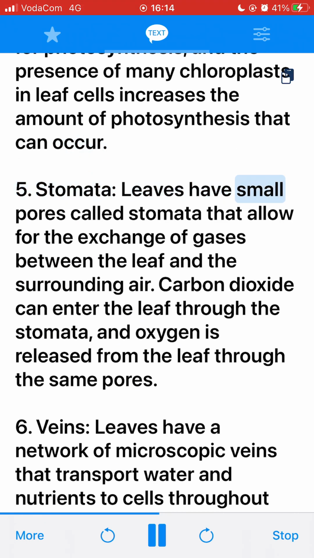5. Stomata. Leaves have small pores called stomata that allow for the exchange of gases between the leaf and the surrounding air. Carbon dioxide can enter the leaf through the stoma, and oxygen is released from the leaf through the same pores.